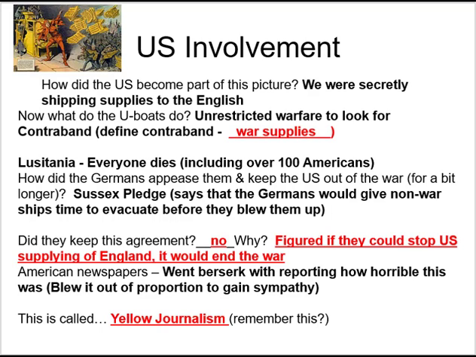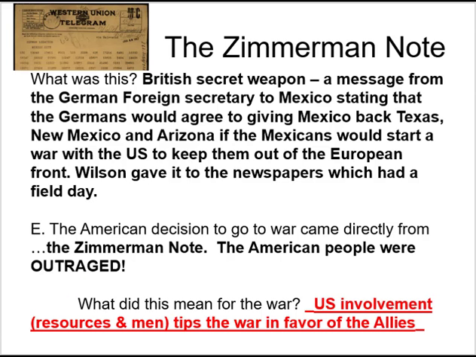American newspapers go berserk, though. How horrible this was. They're blowing it out of proportion. This is called yellow journalism. Hopefully you remember this from when you took your U.S. history classes, probably most of you, last year. So this is yellow journalism. This is blowing things out of proportion, calling something a massacre when like 5 people die.